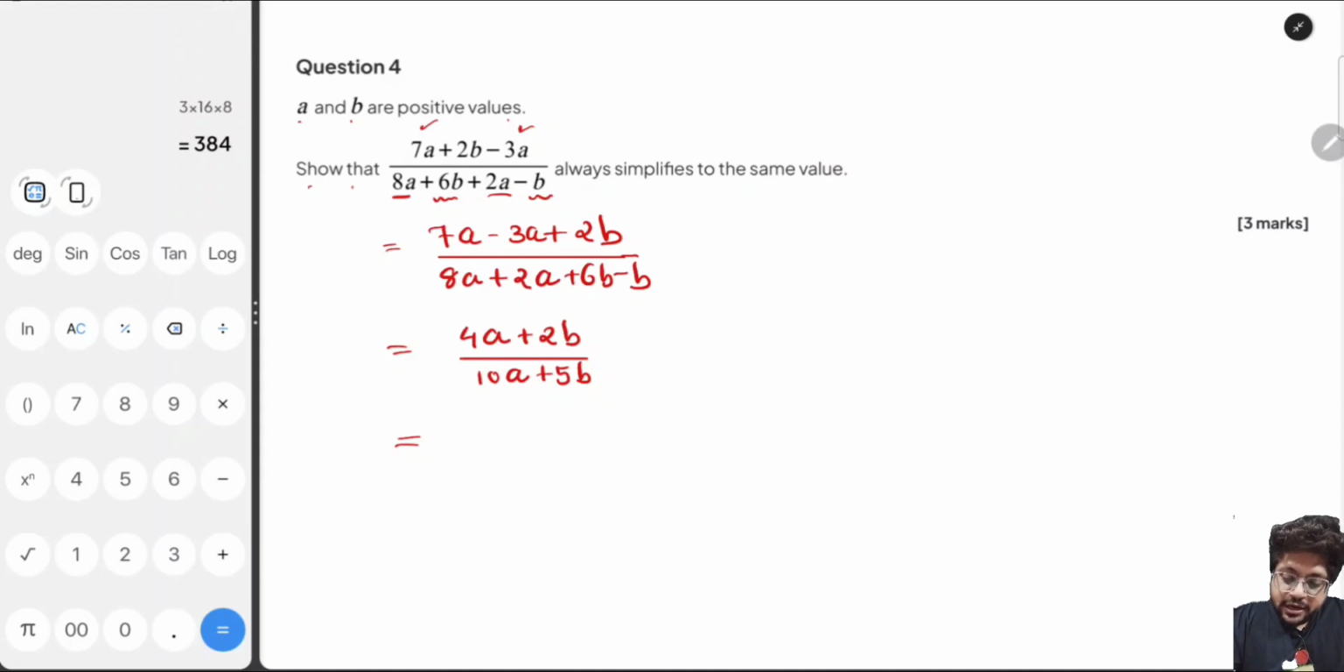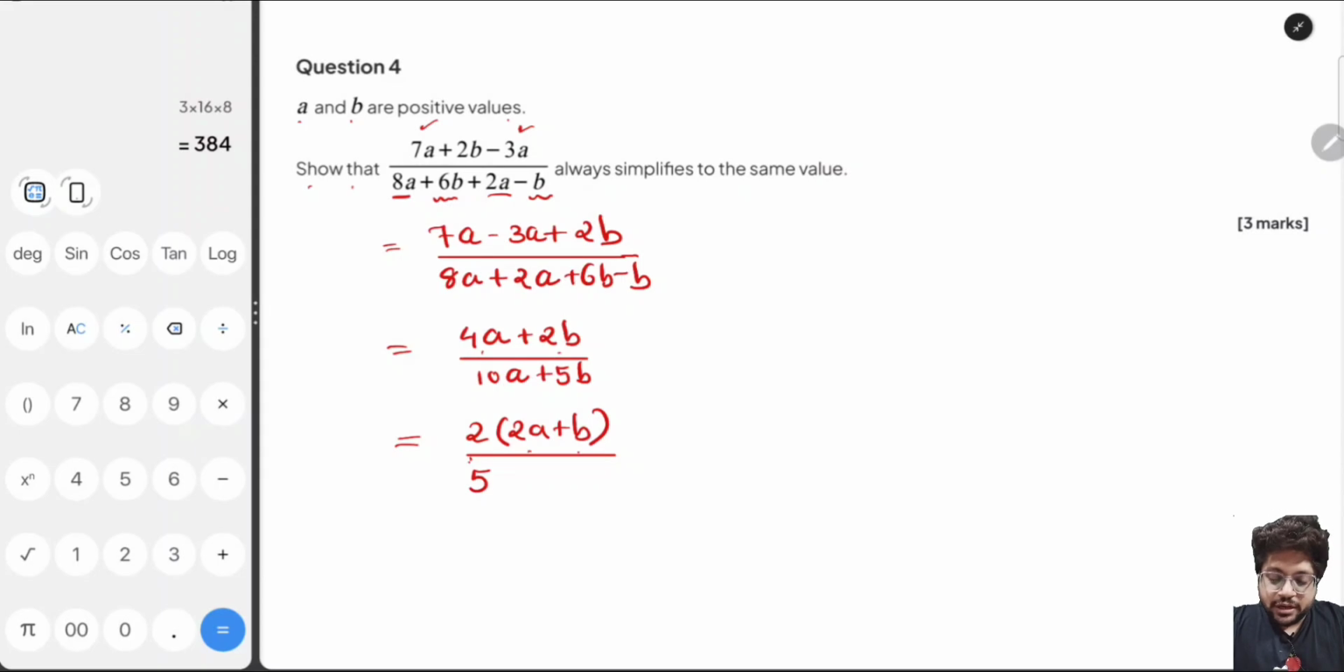Till here it was just addition and subtraction of algebraic terms. But now, what you can take common from the numerator, the maximum thing you can take common is 2. So inside the bracket you will have 2a plus b. It's just the HCF of 4 and 2, that is 2, so you can take 2 common outside the bracket. Try multiplying this 2 again inside the bracket in your mind and see whether you are getting 4a plus 2b or not. So 2 times 2a is 4a and 2 times b is 2b, so yes, you are correct. It's just for verification. This is divided by 10a plus 5b.